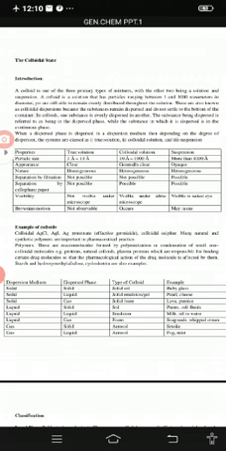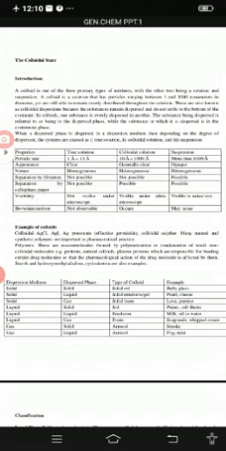What are colloids? Intermediate between true solutions and suspension solutions are called colloids. The particle size is between that of true and suspension solutions, 1 to 1000 nanometers. Cream, butter and milk are some examples.